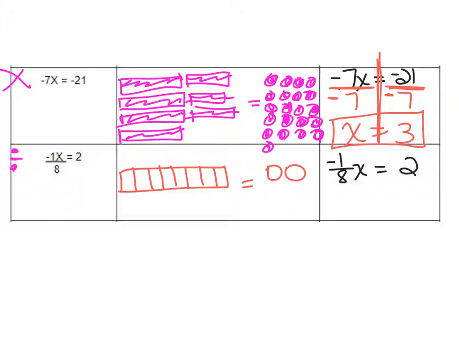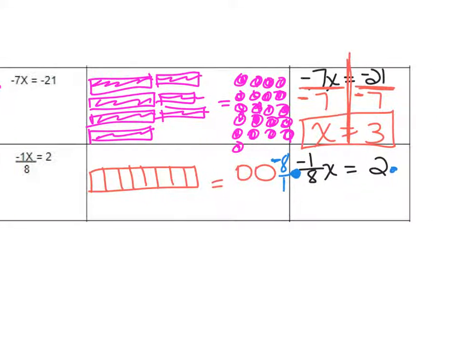Yeah, you multiply by what? Flip it, 8 over 1. So you're going to multiply by 8 over 1. And I'm going to make it a negative because I want to get rid of that negative. I don't want to have a negative x. Okay, so I'm going to do the same thing on the other side, times 8 over 1.